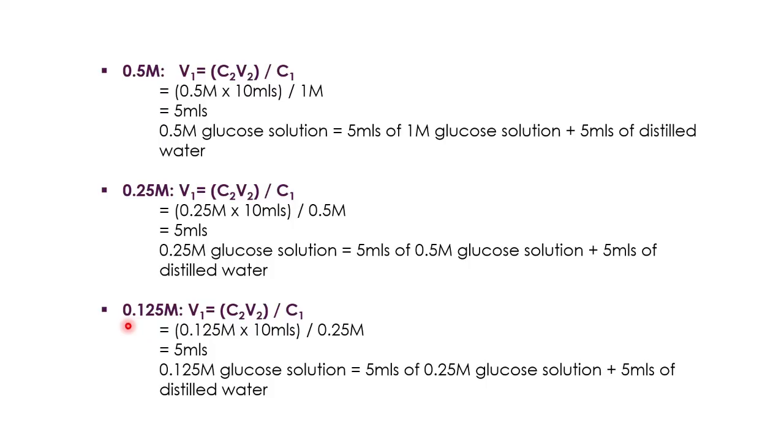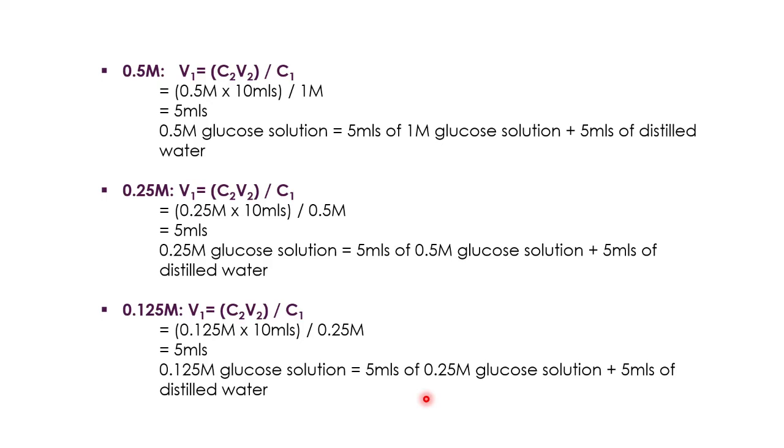And to prepare the concentration of 0.125 molar, we equally have to use the equation C1V1 equals C2V2, and we make V1 the subject. So we will get C2V2 all divided by C1. Putting in the values into the equation, we have our V1 to be 5 mils. So to prepare the 0.125 molar glucose solution, we pipette 5 mils of the 0.25 molar glucose solution and add 5 mils of distilled water to it.